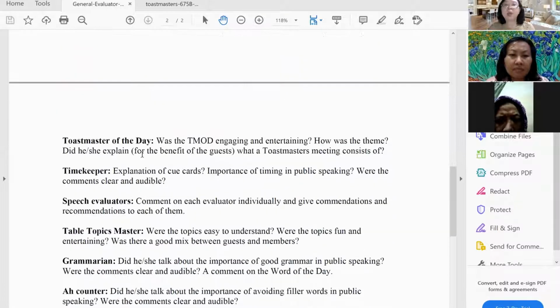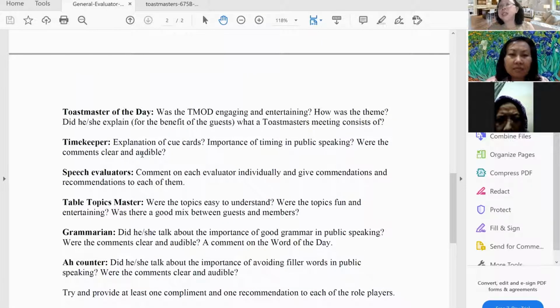Toastmaster of the day. Was the Toastmaster of the day engaging and entertaining? Because the tone of the meeting is actually determined by the Toastmaster of the day. So the role of the Toastmaster of the day is very, very important, because whether the meeting is gloomy, or fun, or enjoyable depends a lot on the Toastmaster of the day. And to make the meeting good, as a general evaluator, we should comment on whether they could improve in the next meeting. Was the TMOD engaging and entertaining?